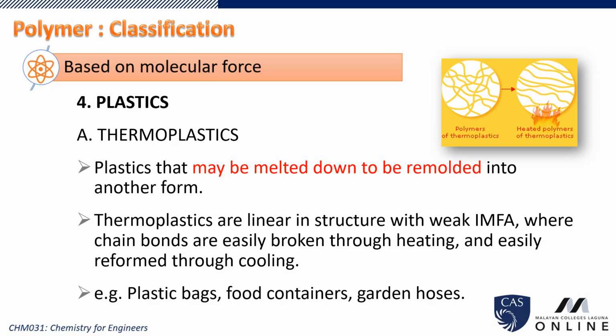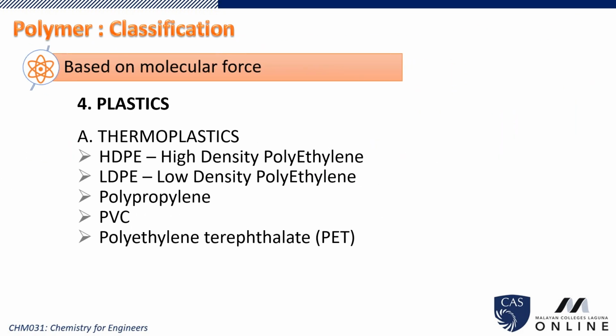Also, for thermoplastics, the chain bonds are easily broken through heating and easily reformed through cooling. Examples of thermoplastics are plastic bags, food containers, and garden hoses. Thermoplastics also include HDPE, or high density polyethylene, LDPE, low density polyethylene, polypropylene, PVC or polyvinyl chloride, and PET, which is polyethylene terephthalate.